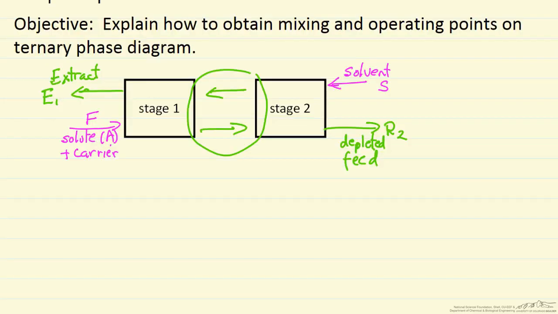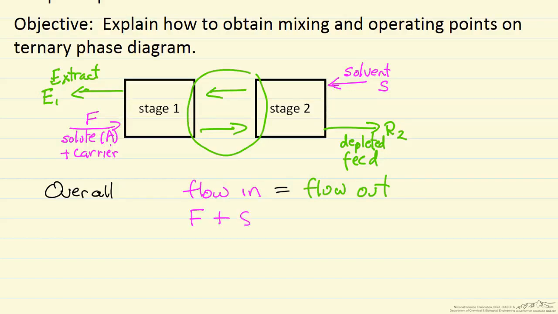So first I'm going to do an overall mass balance. That just says that the flow in is going to equal the flow out. I'm using the colors to make it clear where these terms come from. So the flow in is F plus S. And the flow out is E1 plus R2. Okay, so a straight total mass balance. This is flow in kilograms per hour.